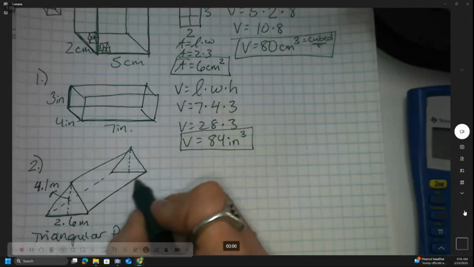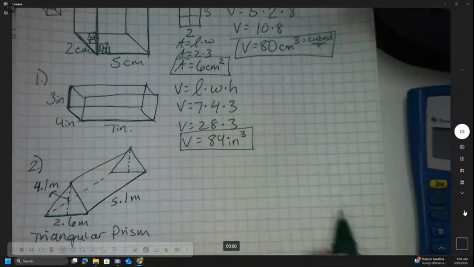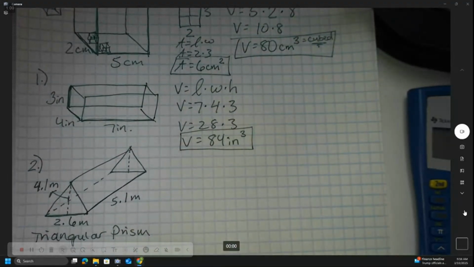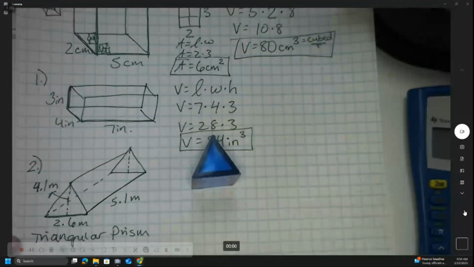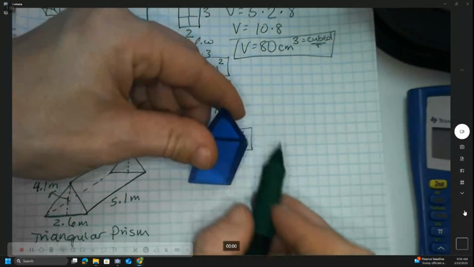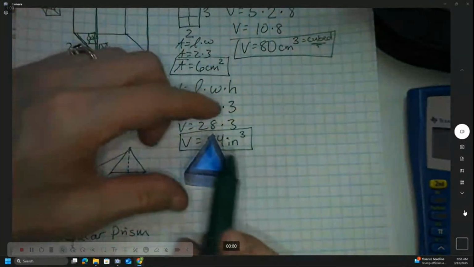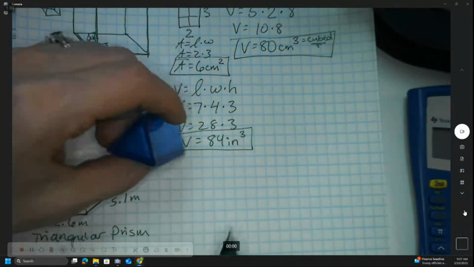And the height necessarily is 5 1/10 meters. So I know it doesn't look like it's the height. You might want to call it the length. But if you were to take this prism and prop it up, this would be the height, wouldn't it? If it were a tent. It's a triangular prism because our bases, their 2 bases, are the shape of a triangle.